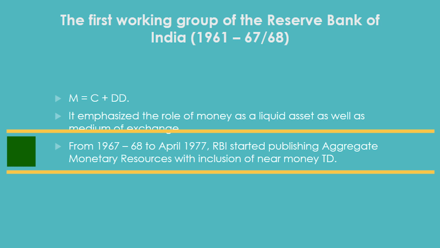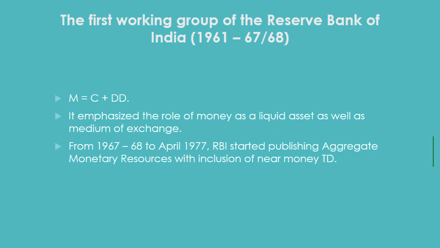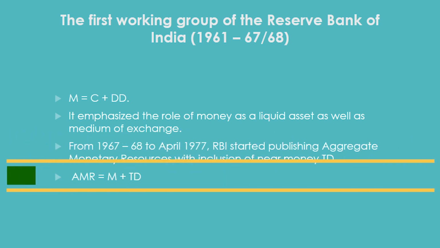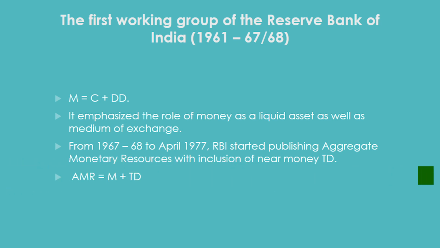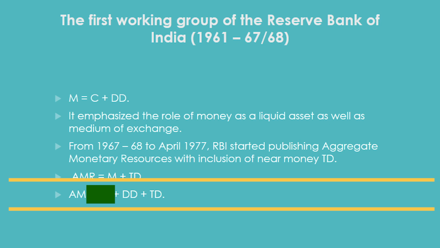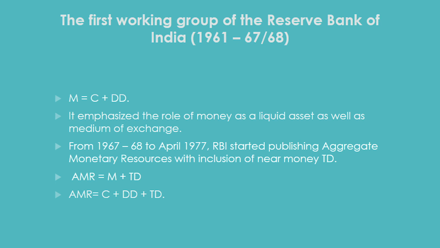So here again in the slide, as all of you can see, AMR, that is the aggregate monetary resources, is nothing but M, that is the money supply, plus the term deposits. And we already know that money supply is nothing but currency in circulation plus the demand deposits. So the aggregate monetary resources is nothing but currency in circulation plus the demand deposits plus the term deposits.